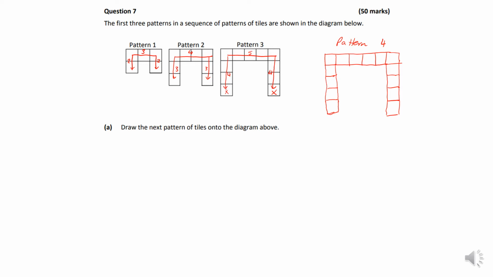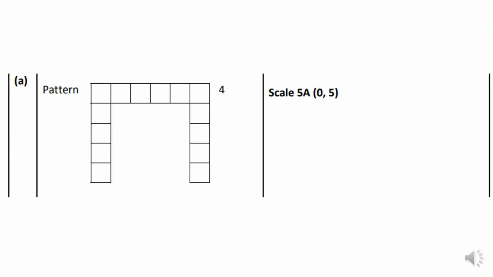Okay, let's look to the next slide, and here we have our marking scheme. So this is pattern 4, and let's count. Do we have 6 across? Yes, and 5 down, on both sides, and we got it right, so we're going to get 5 marks for that.